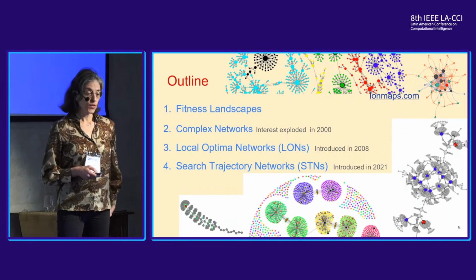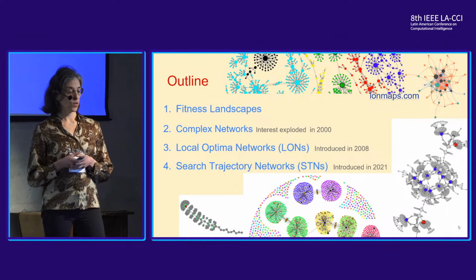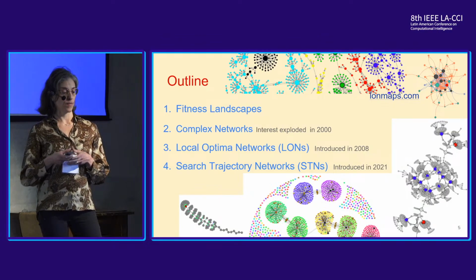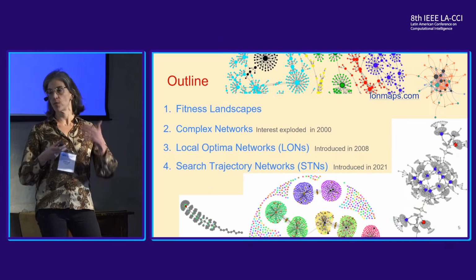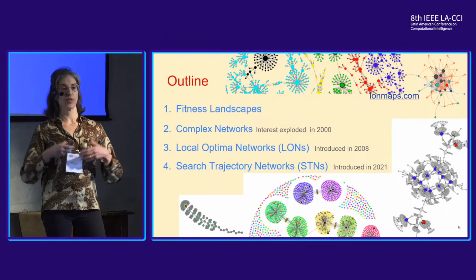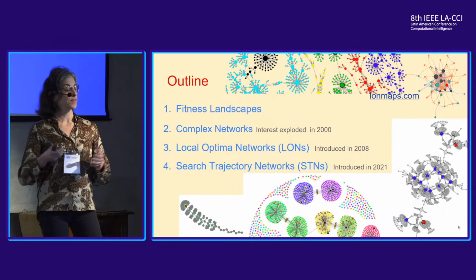Right, so the outline of the talk: I will briefly introduce the notion of fitness landscapes, and then I will introduce these complex networks. This is a general topic that we heard about in the previous talk about social networks, technological networks, etc. So it's a modeling tool that can be applied to complex systems in general.